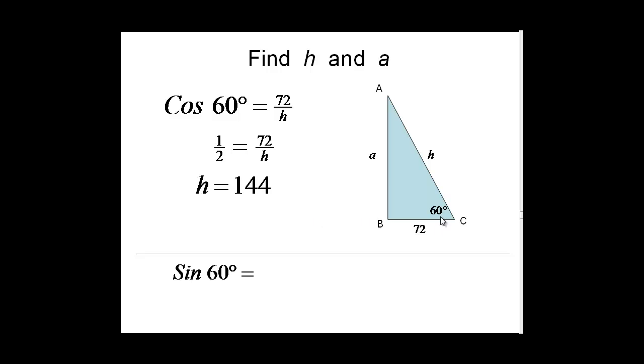Sine of 60 is opposite over hypotenuse, A over H. Well, we know what H is, and we know what the sine of 60 is. Sine of 60 was the square root of 3 over 2. A over 144, because that's what H is. And again, if you solve this one, 2 times A is 144 times the square root of 3, divided by 2 is 72 square root of 3. And that is the same pattern we had earlier. 72 goes with the A.